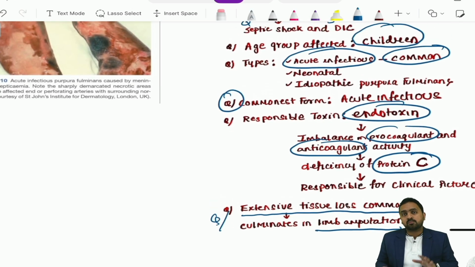So these were a few important points regarding infective and inflammatory conditions of the skin.